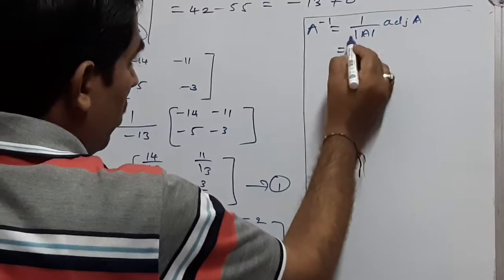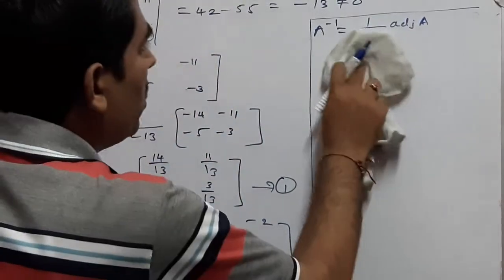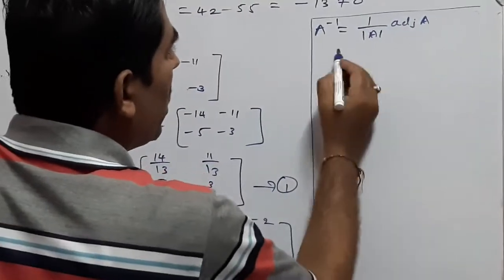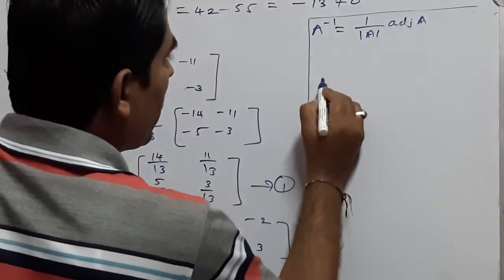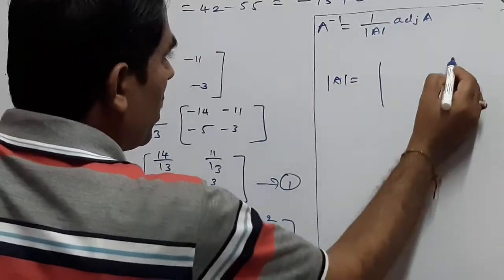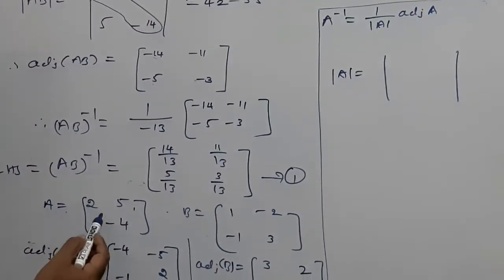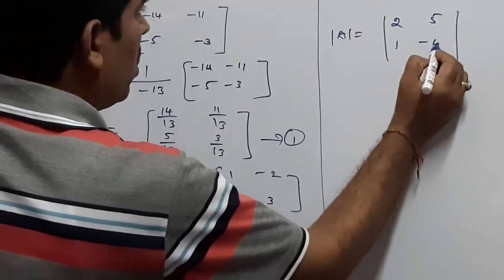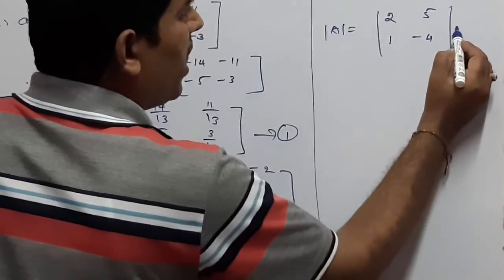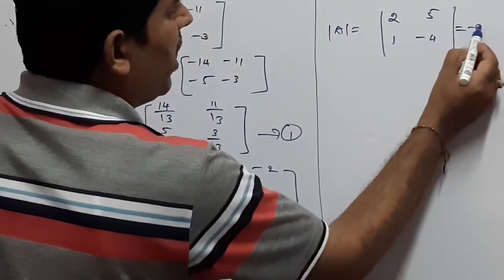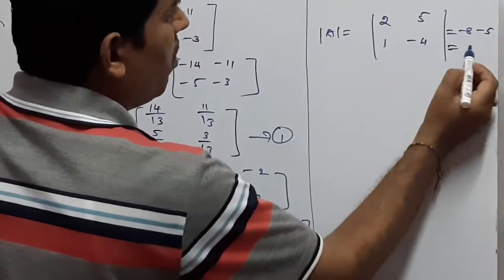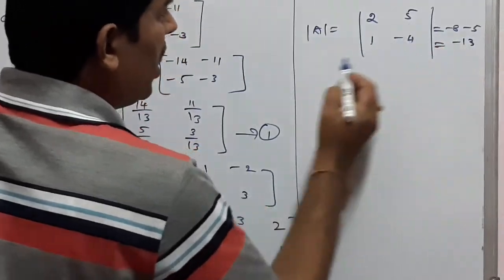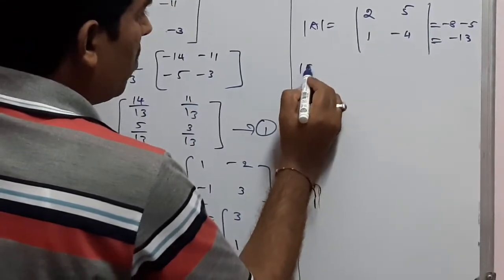So we have to find out the value of determinant of A. This is the formula for A inverse, so we have to find out the determinant here. So what is the determinant of A? Matrix A is here. So corresponding determinant, I will write it here: 2, 5, 1, minus 4. So we can expand here. 2 into minus 4, that is minus 8, then minus 5. So minus 8 minus 5, that will be minus 13.